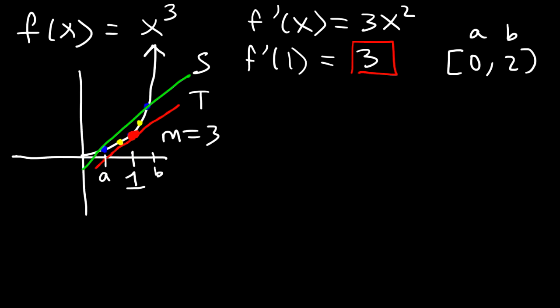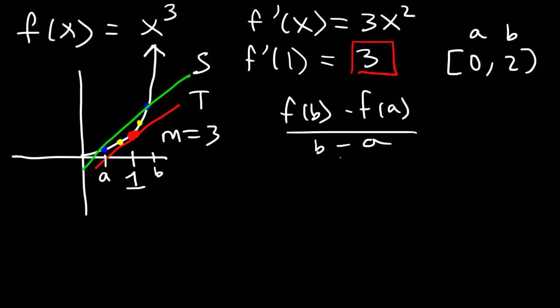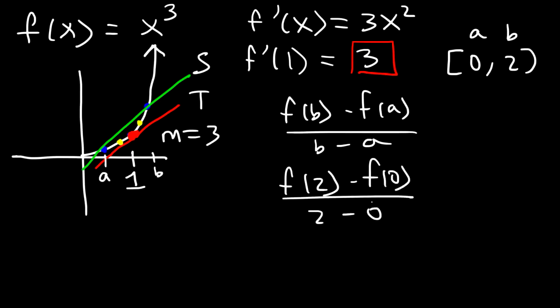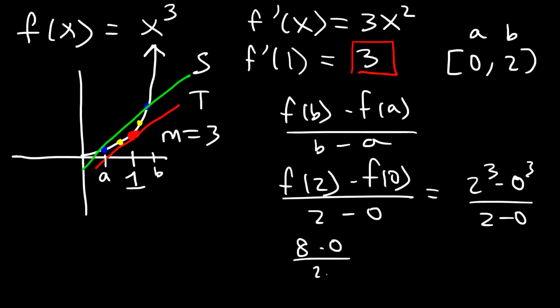Now if you want to find the average rate of change, it's going to be f of b minus f of a over b minus a. So in this case, it's going to be f of 2 minus f of 0 over 2 minus 0. So it's the change in the y values divided by the change in the x values. So f of 2, we got to plug it into this equation. That's going to be 2 to the third power. And then f of 0 is just 0 to the third, over 2 minus 0. 2 to the third is 8. So 8 over 2 is 4.